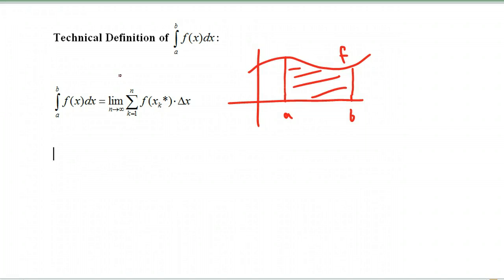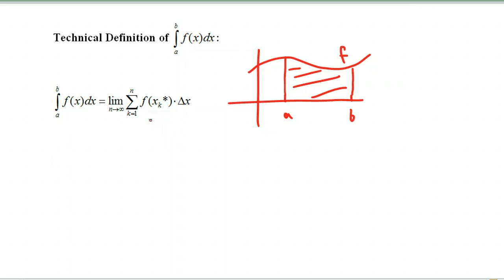In this video, I'm going to explain the technical definition of the definite integral. So the integral from a to b of f of x dx, what we're looking for is to find the area underneath this function and above that interval a to b. And there's a really technical definition that involves sums. So we have that the integral is equal to the limit as n approaches infinity of the sum from k equals 1 to n of f of xk star times delta x.